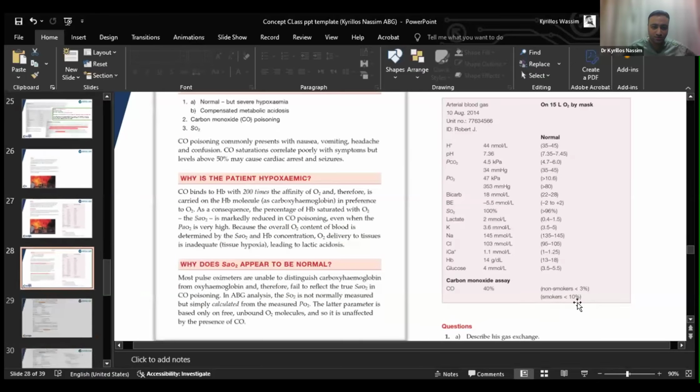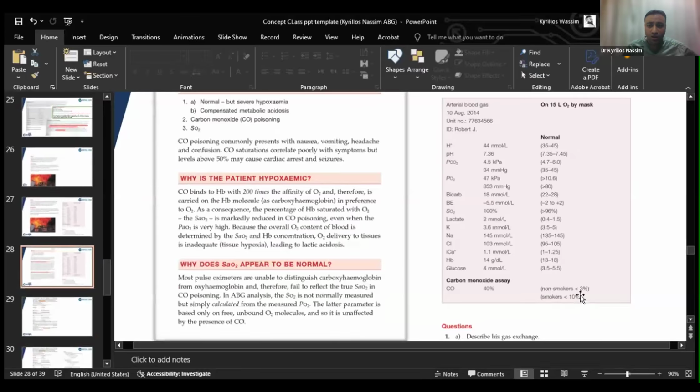So, why is this patient hypoxemic? Because carbon monoxide binds to hemoglobin with 200 times the affinity of oxygen, and therefore it is carried on the hemoglobin molecules in preference to oxygen. As a consequence, the percentage of hemoglobin saturation with oxygen is markedly reduced in carbon monoxide poisoning.